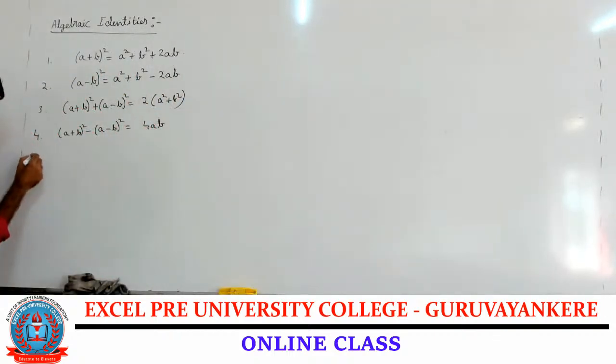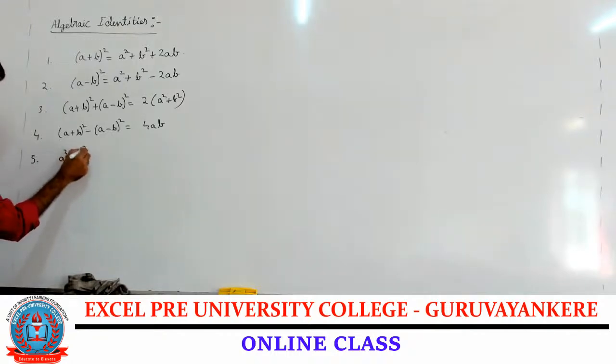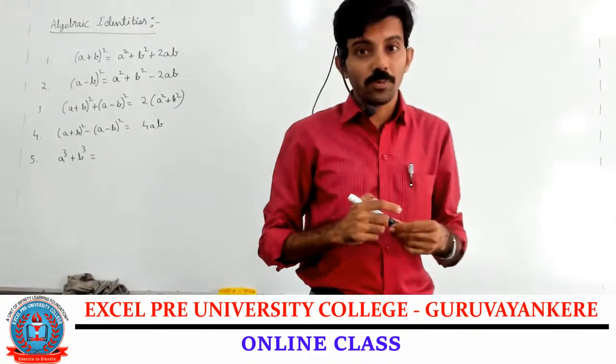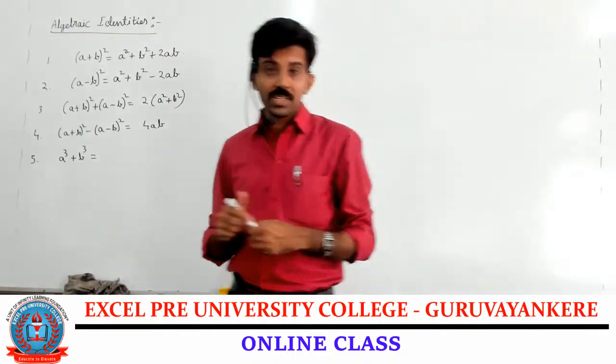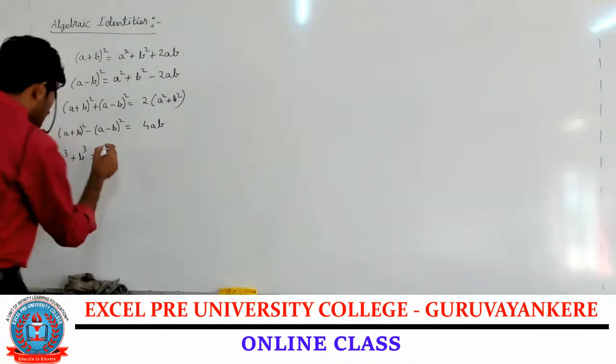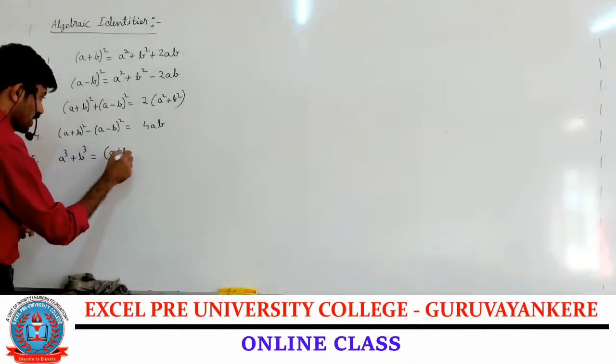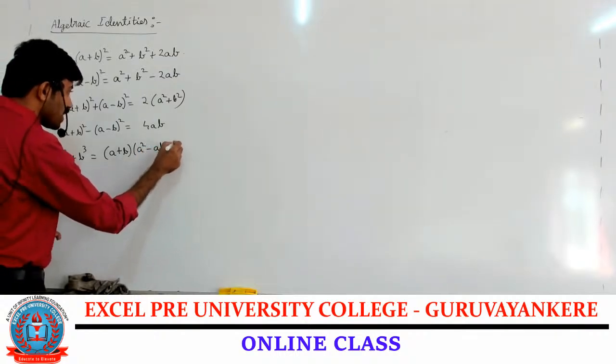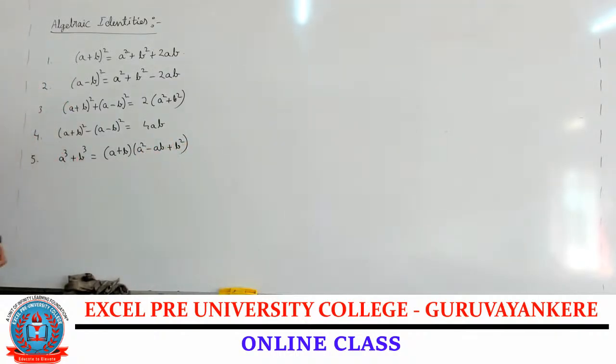Next one. A cube plus b cube is called as sum of the two cubes. Sum of the cubes. A cube plus b cube. This is equal to a plus b into a square minus ab plus b square.